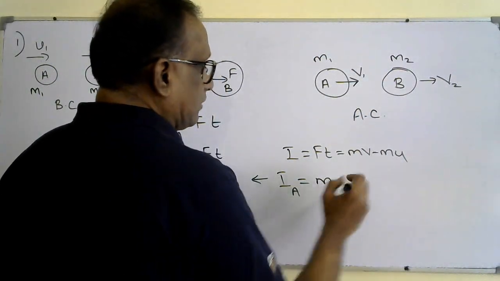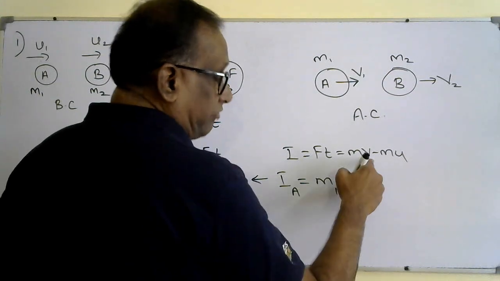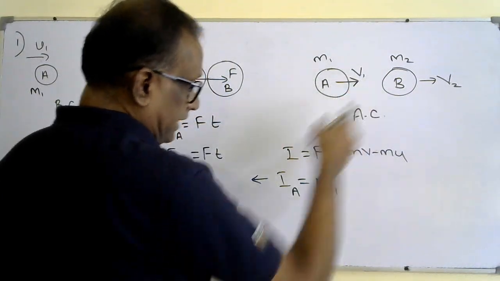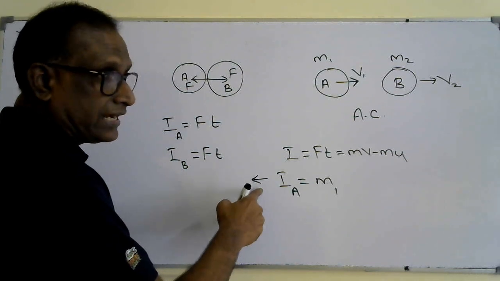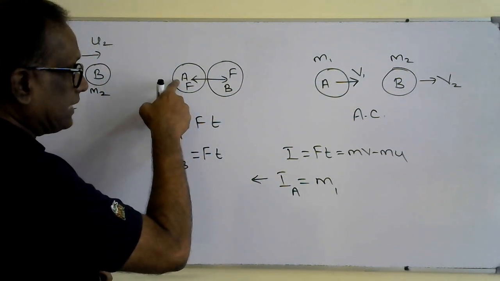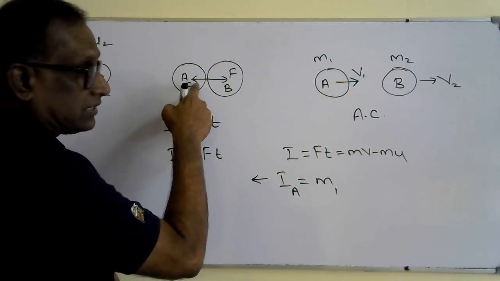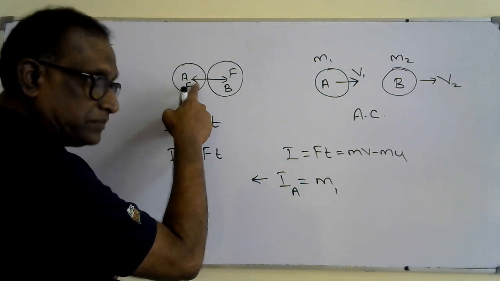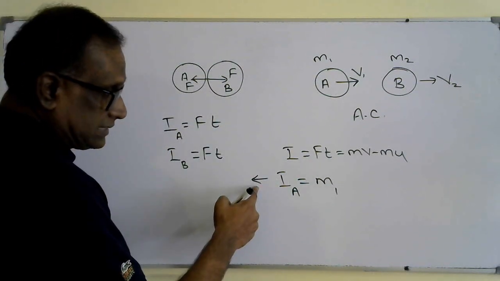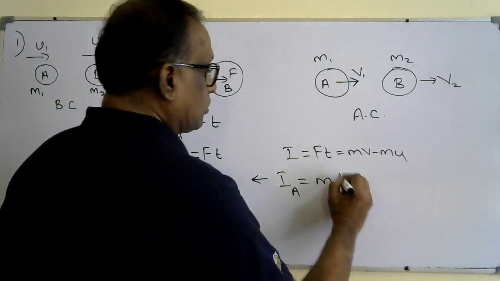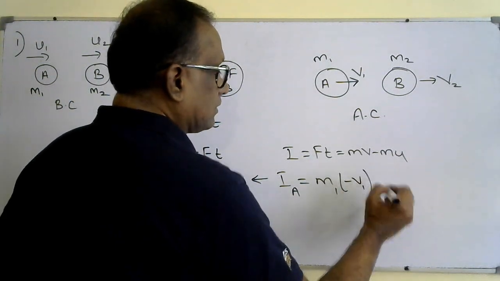So for A, the mass is m1. The final velocity v1 is towards right, but it should be towards left. We are taking positive because A is experiencing force towards left. The change in momentum of A must be towards left. I am taking towards left positive. This is towards right, so minus v1.